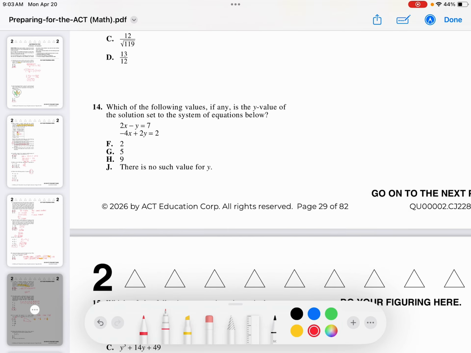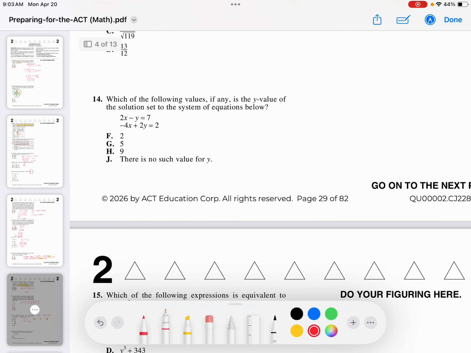Which of the following values, if any, is the y value of the solution set to the system of equations? Okay, so we've got a system of equations. One way to solve these would be to substitute, or we could eliminate. If I multiply this one by 2, that would make it 4x minus 2y equals 14. And then I'll bring over the other one, negative 4x plus 2y equals 2. Then I can add these two together. 4x minus 4x cancels out, and also so does negative 2y plus 2y. So that'll give me 0 equals 16, which is not true. So that tells me that there is no solution to this problem.